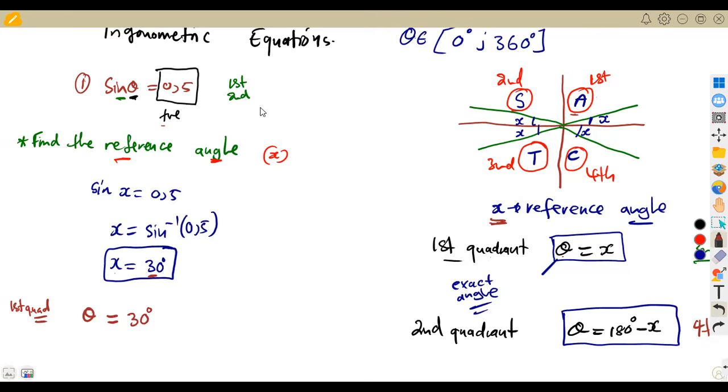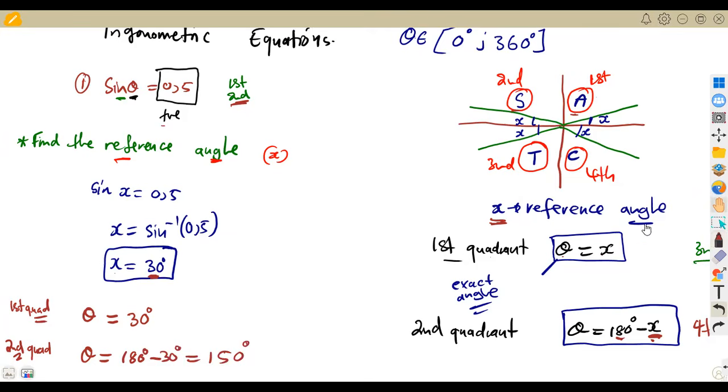Sine is also positive in the second quadrant, so we need an answer from the second quadrant in this case. All right, so from the second quadrant, what are we going to have here? From the second quadrant, we said our theta is going to be given as 180 minus x, where x is the reference angle and our reference angle is 30 degrees. So our answer is going to be 180 minus 30 degrees, which is going to be 150 degrees.